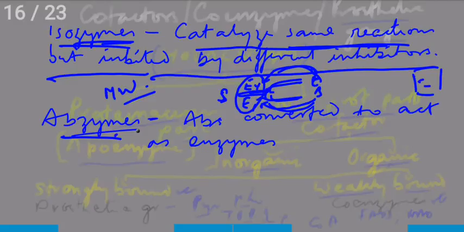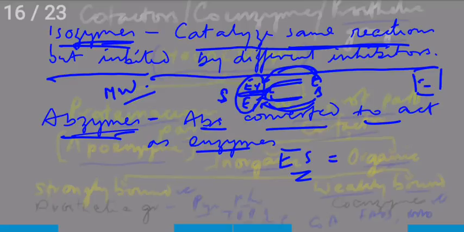Abzymes. Abzymes are antibodies that have been converted or modified into enzymes, and this has been done to increase the specificity of enzyme and also to understand the enzyme substrate transition state, because that is very unstable. But if an antibody will behave like an enzyme and will bind with its substrate, the structure will be stable. That can be studied by X-ray diffraction, NMR, and other molecular techniques.